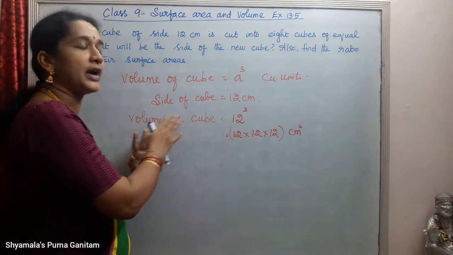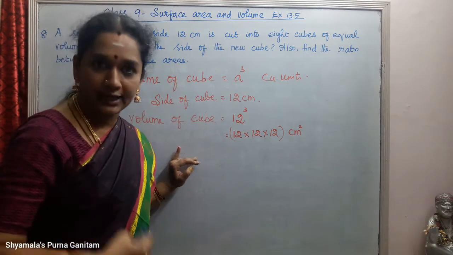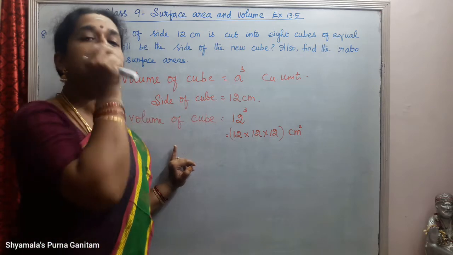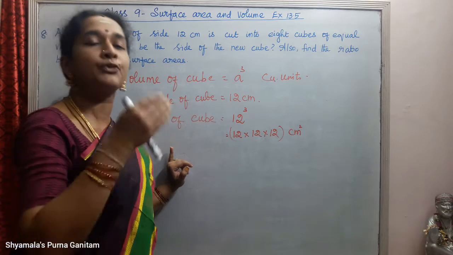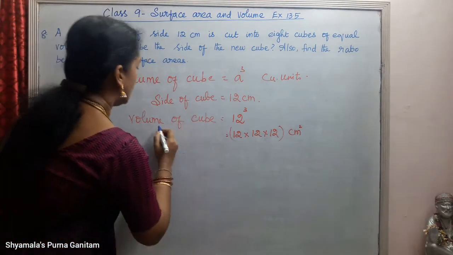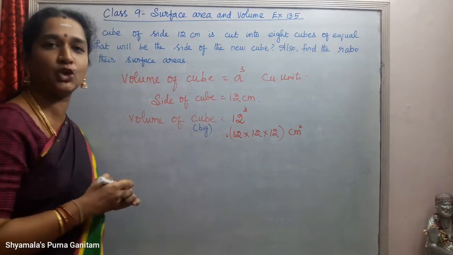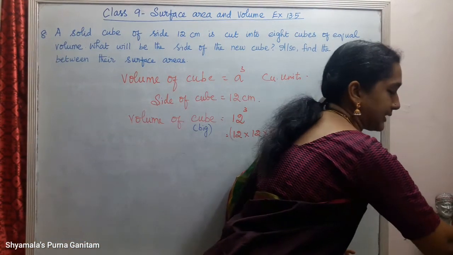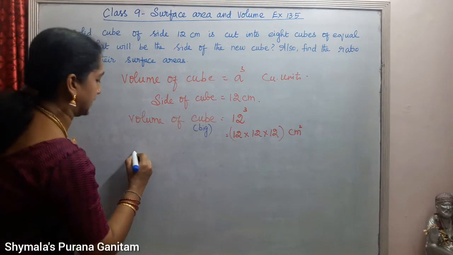So after finding the volume of the cube, if we divide by 8, whatever answer we get will be the volume of one small cube. From that we will find the side of the cube. The volume of the bigger cube is 12 into 12 into 12 centimeter cube. I am keeping it as it is because simplification will be easier.